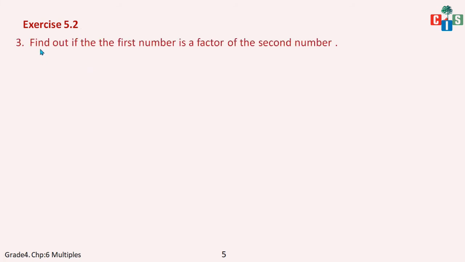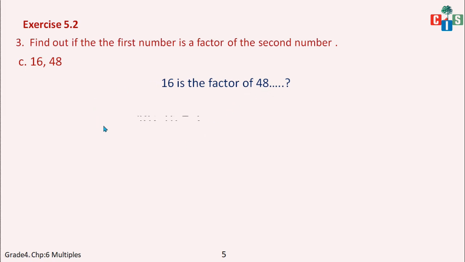Okay, wherein you have been asked find out if the first number is a factor of second number. Now the number is 16 and 48. So first number कौन सा है 16 and second number कौन सा है 48. So my statement is 16 is a factor of 48 or not. Okay, so I will have 48 divided by 16. Okay, don't make a mistake.